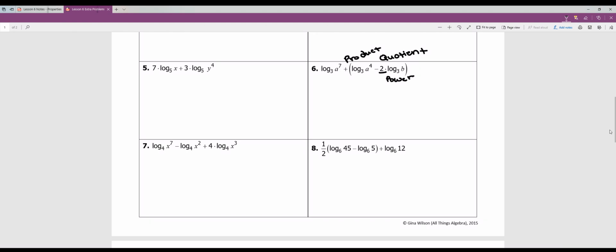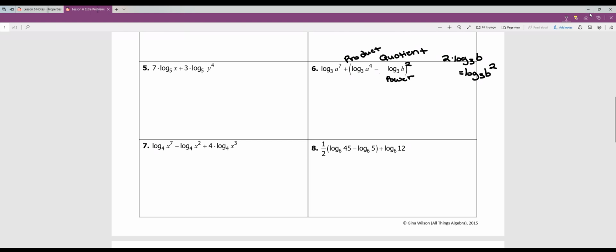Let's talk about this power rule first. Remember, that number on the outside used to be an exponent. So I can rewrite 2 times log base 3 of b, sorry, it's not negative 2, it's just 2. 2 times log base 3 of b is the same thing as log base 3 of b squared. I'm going to rewrite that in here so that we are saving steps. So this is log base 3 of b squared.